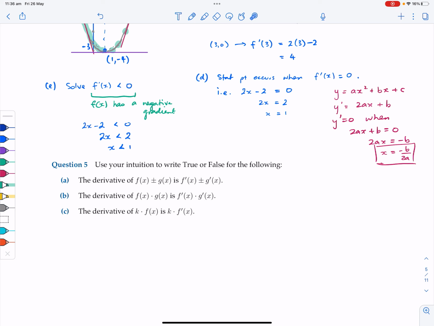Part B is the same as part A except using a product. So if you have the product of two functions, can you differentiate by doing that? And the third one is saying if you've got a constant times a function, can you differentiate by getting the same constant times the derivative? So if you'd like to pause and write true or false according to your intuition, okay, I'm about to reveal the answers. They are true, false, and true. And I'm going to explain a bit more.